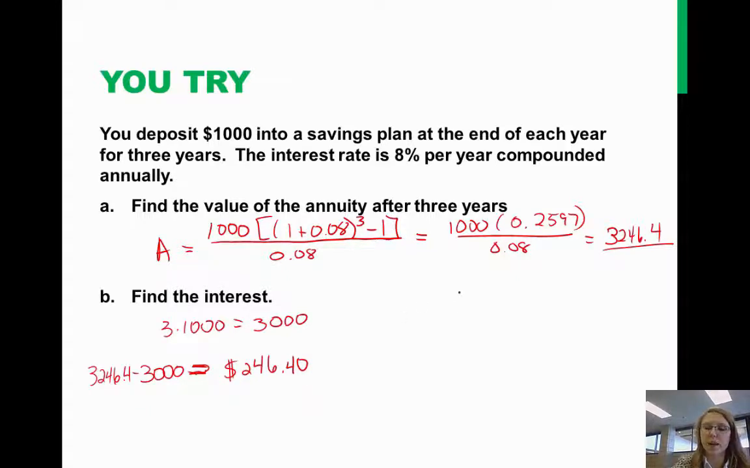So remember, we're going to take the value of the annuity that we just found and then subtract the total payments to find our amount of interest.